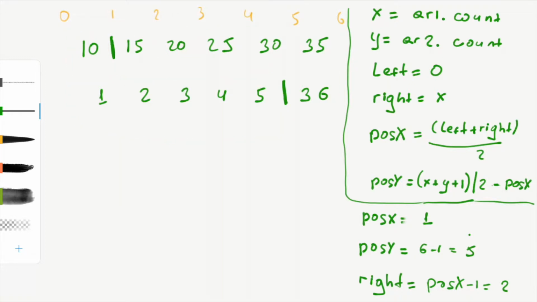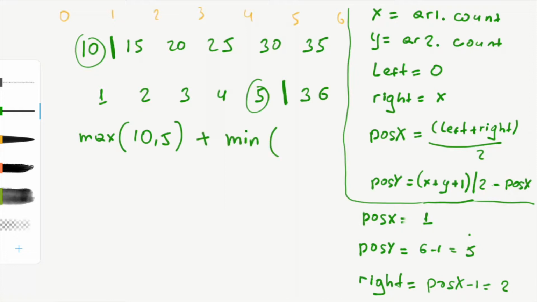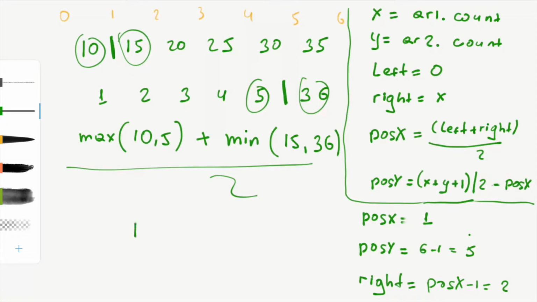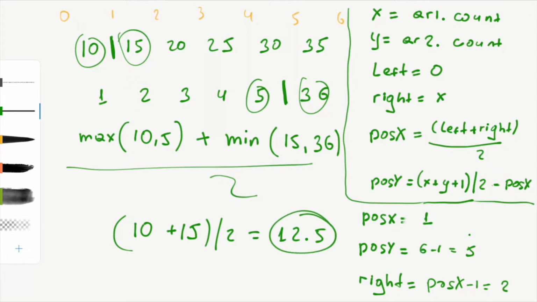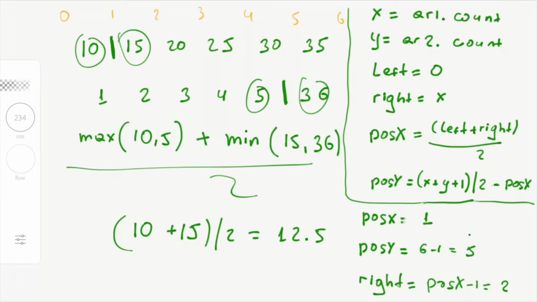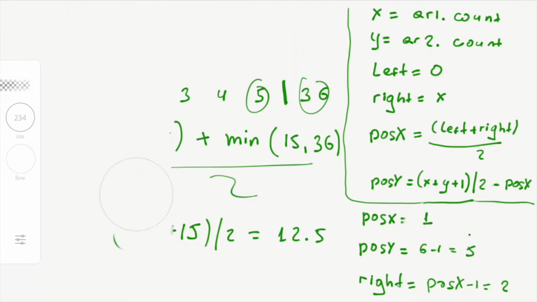Now, because we have an even number of elements in the two arrays, our median is going to be equal to the maximum between 10 and 5, plus the minimum of 15 and 36, divided by 2. So we have the maximum of 10 and 5, which is 10, plus the minimum of 15 and 36, which is 15, and dividing this by 2, we got our 12.5. So here's our median. All right, let's move to the next example, where we're going to cover one corner case.